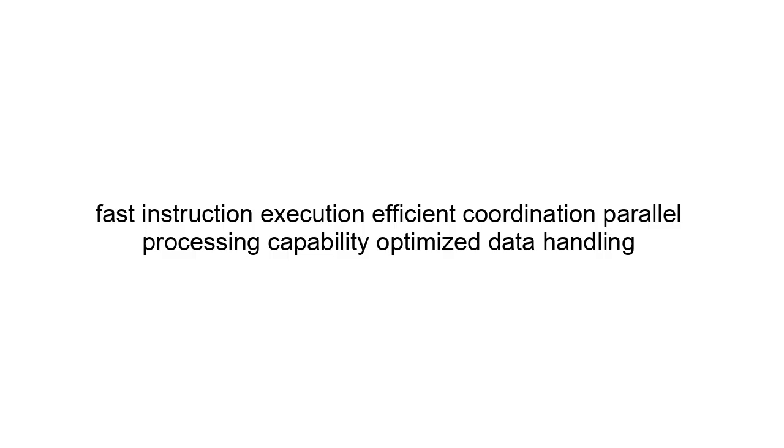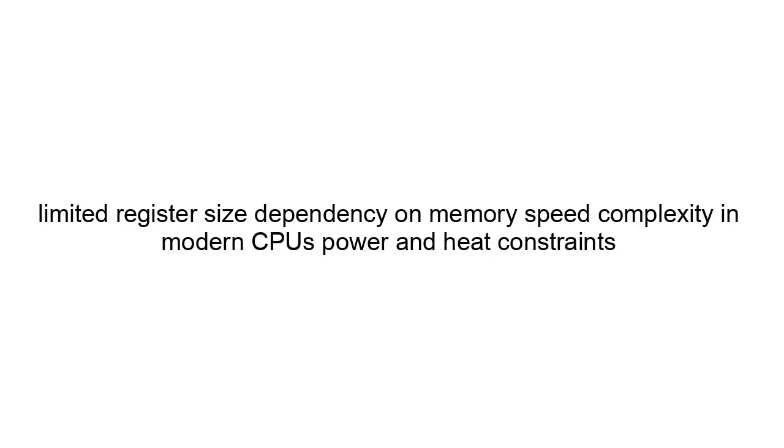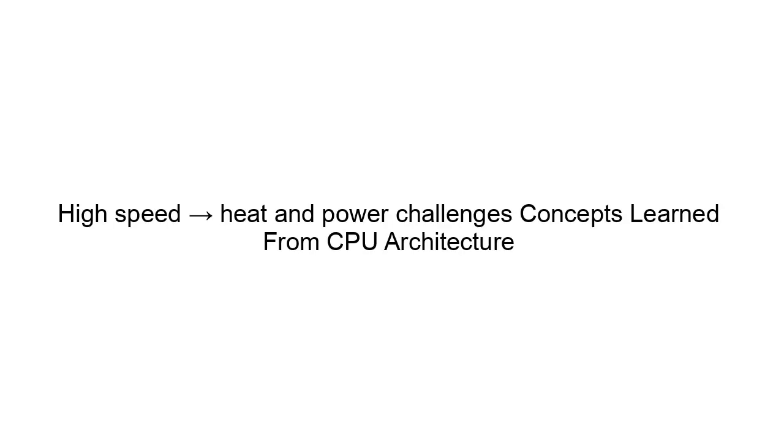Advantages of this architecture. Advantages include fast instruction execution, efficient coordination, parallel processing capability, and optimized data handling. Example concept: CU plus ALU plus registers means efficient processing. Limitations and challenges. Despite efficiency, challenges include limited register size, dependency on memory speed, complexity in modern CPUs, and power and heat constraints. Example concept: high speed means heat and power challenges.